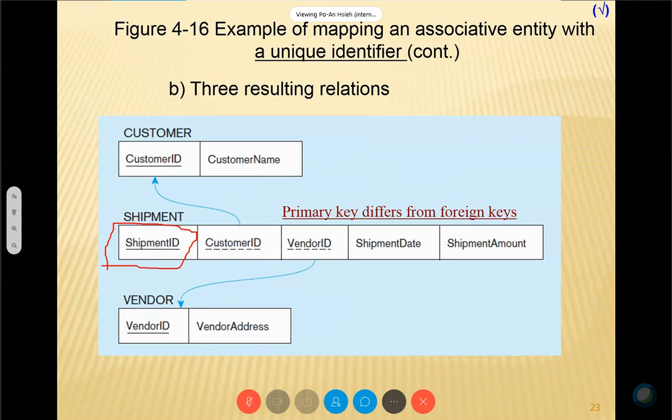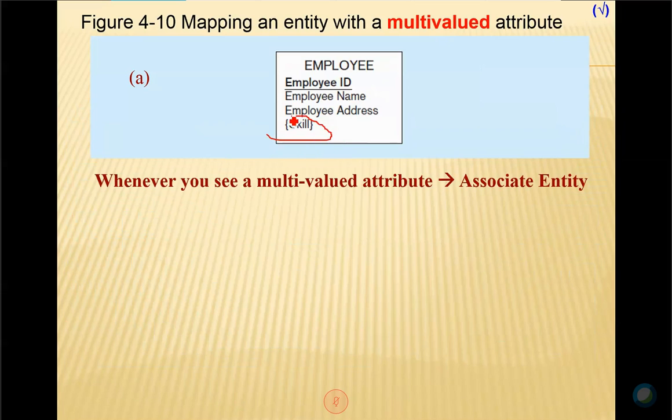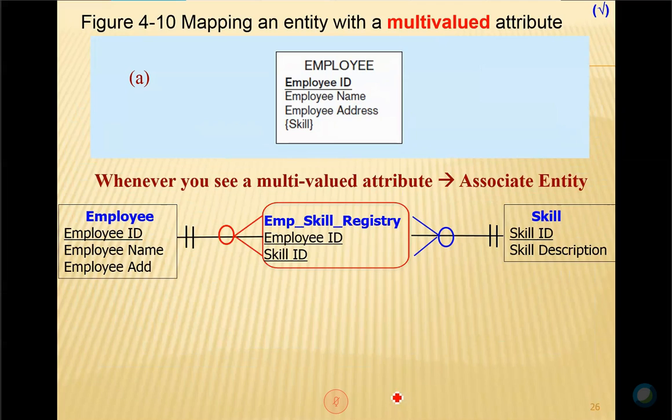All right. Finally, we have multi-valued attributes. Whenever you see a multi-value attribute, you think about a social entity. And here slide 26 shows you how to do that. So I have an entity called employee.